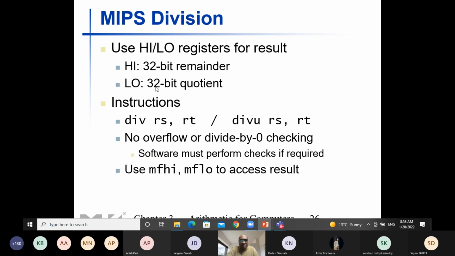And similar MIPS instructions will be there for performing a division also. Here also we require a 64-bit register. At the end of the division, the higher portion of the 64-bit register contains the remainder, and the lower portion contains the quotient, because we are introducing quotient bits one by one in each iteration. So finally, the lower 32 bits indicate the quotient, and the higher 32 bits indicate the remainder.